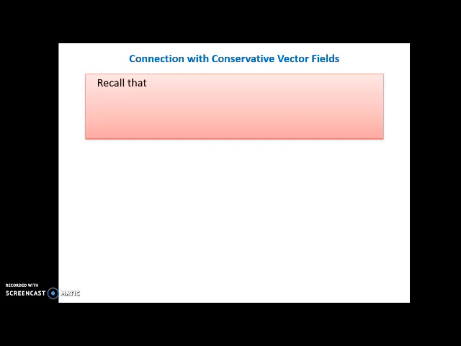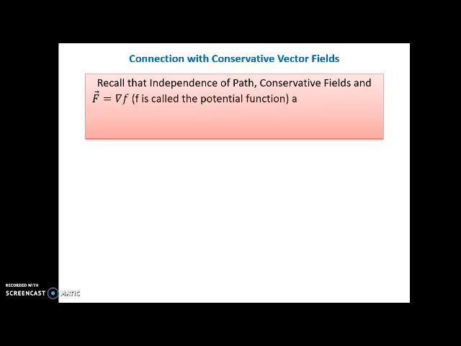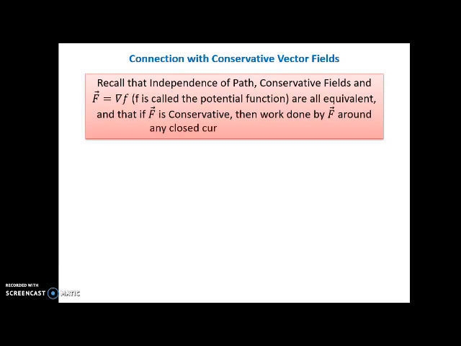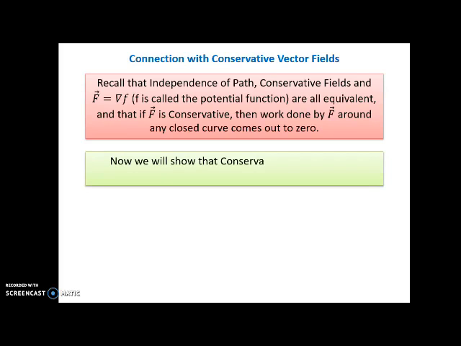Now there's a connection here with conservative vector fields. Recall that independence of path, conservative fields, and vector field F equaling a gradient of some function, where f is called the potential function, are all equivalent. And that if F is conservative, then work done by F around any closed curve comes out to 0 because it doesn't matter what path you take. So if you just stop and start in the same place, obviously that work is 0, right? Now we will show that conservative fields also have their curl equal to 0, the 0 vector, and vice versa.